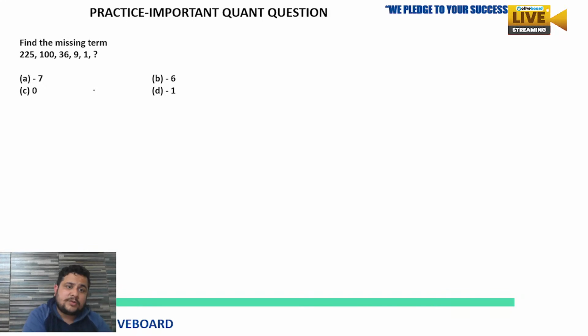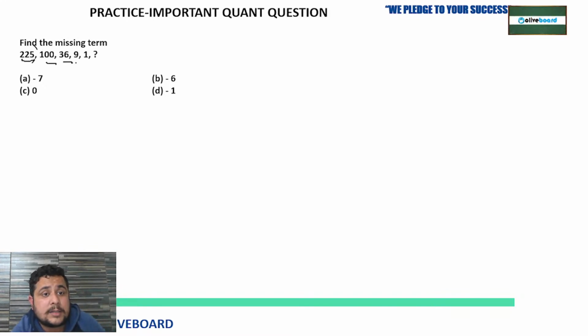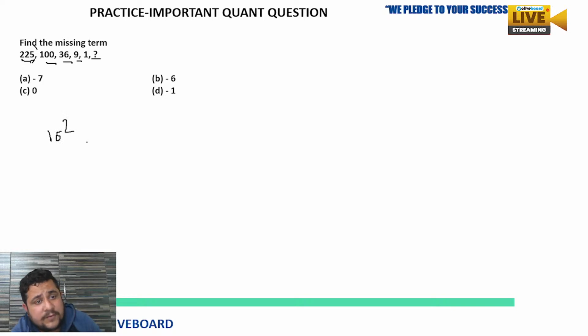Now let's move on to the next number series: find the missing term. 225, 100, 36, 9 and 1 is what is given to us. Now 225 is the perfect square of 15. It is in decreasing order, right? 100 is the perfect square of 10. 36 is the perfect square of 6. And 9 is the perfect square of 3. And 1 is the perfect square of 1.